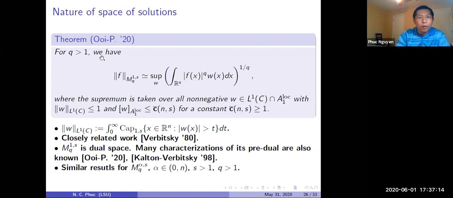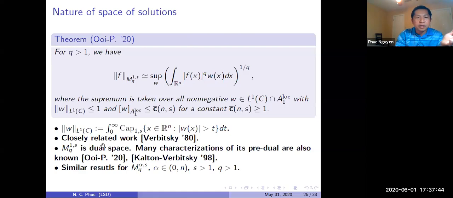So the point of this theorem is that you can restrict the supremum to only the A1 local functions w. You don't have to take all weights. You can just take weights that are good, say A1 local weights. Okay. And of course, this is very closely related to the work of Verbitsky in the 80s. So what we do here is pretty much a functional analytic reformulation of his work.